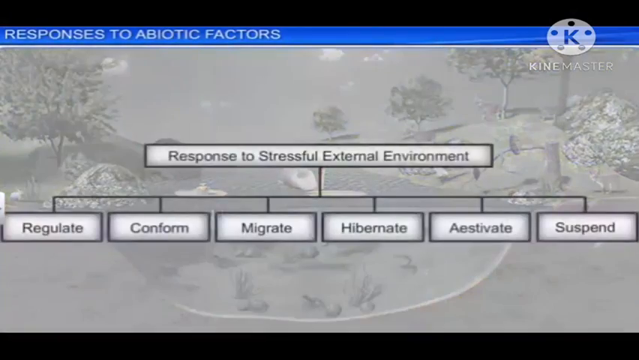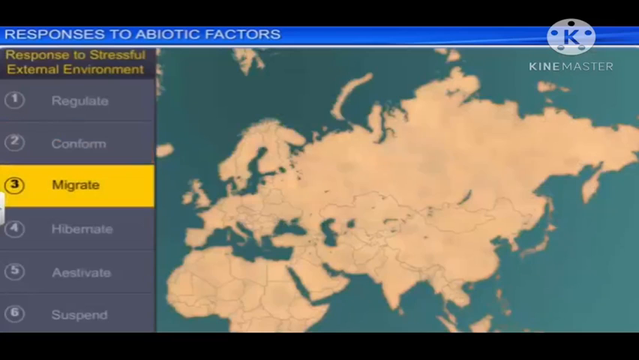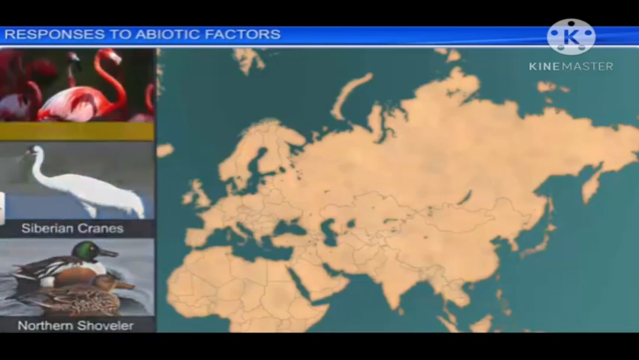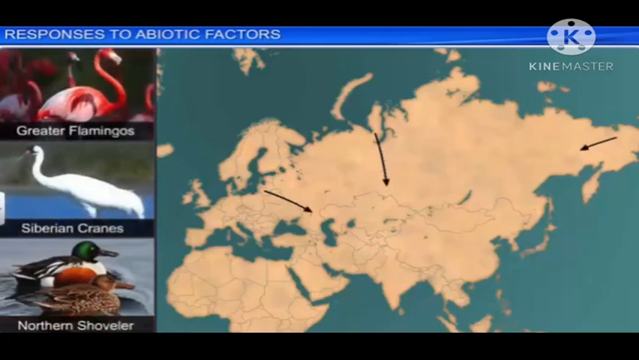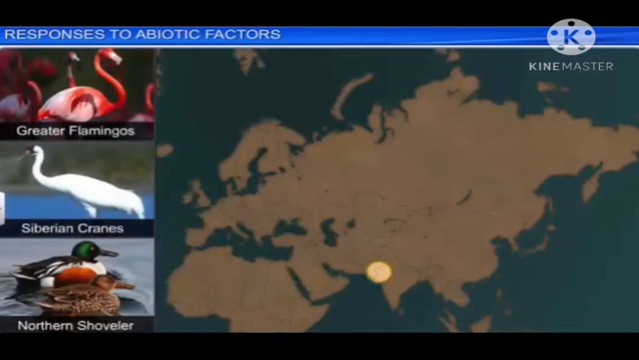Sometimes, stressful external conditions may be localized or have a short duration. In such situations, organisms may migrate, hibernate, estivate, or suspend to survive. Particularly during winter, you may have read about or witnessed the arrival of migratory birds such as the greater flamingo, Siberian cranes, and northern shoveler from Siberia and other cold northern regions to the famous Keoladeo National Park in Bharatpur in Rajasthan.